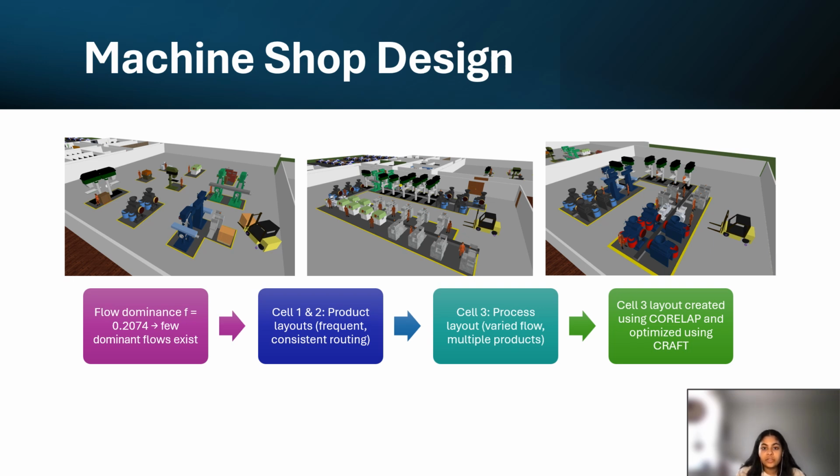In contrast, Cell 3 required a process layout due to its responsibility for handling a wider range of lower-volume products with a more complex and variable movement. To structure this cell effectively, we first applied the Corelap algorithm to group related machines based on flow relationships. Then we used Craft to further refine the arrangement and minimize material handling costs, which ensures a logical and efficient layout for different production needs.